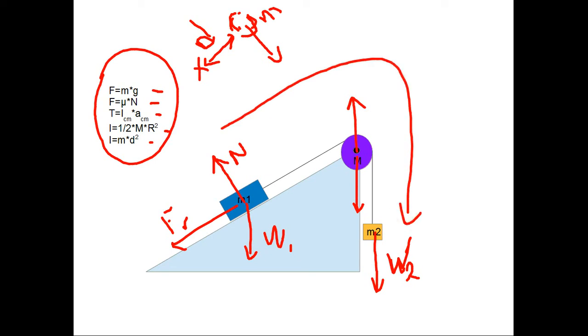The forces that are perpendicular to the motion path don't contribute to the motion, so we don't need to calculate them. We don't need the normal force. This one is not used, this one is not used, and this one is not used. Basically we have the tension, which are the ropes. Now let's go to the next slide and draw all the forces that really contribute to the motion.